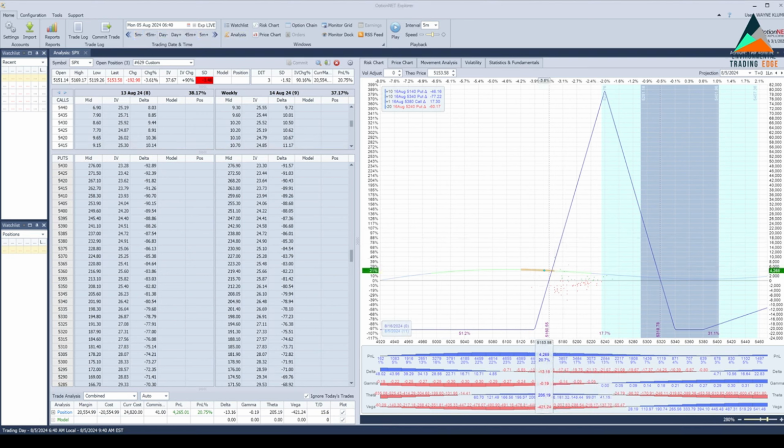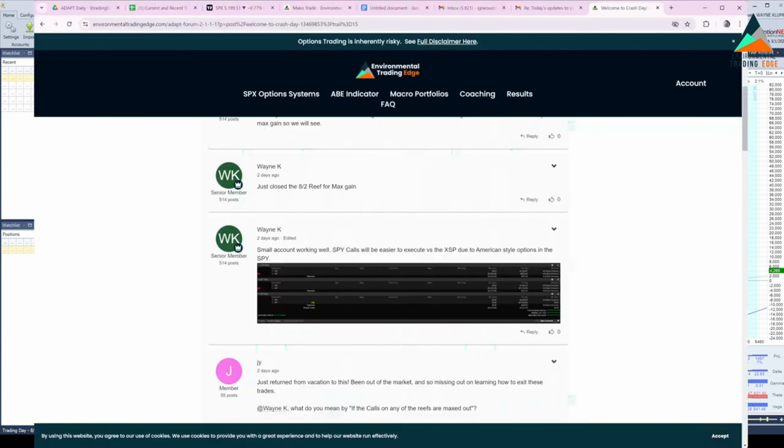As I showed here in the forum, I even posted, though it doesn't tell me the exact time, but I'll pull them up in TOS. See if I can share this screen now. It doesn't actually let me pull that over. So it is what it is.